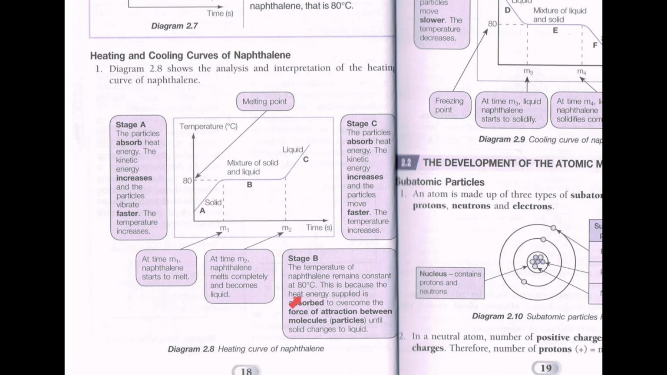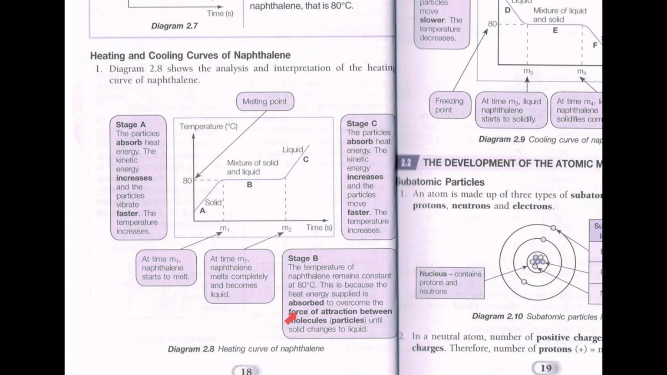This is because the heat energy supplied is absorbed to overcome the force of attraction between molecules, or the particles, until solid changes to liquid. So they remain at the same temperature. And what is the reason? Because the heat energy absorbed is not used to increase the kinetic energy at this moment. It is used to overcome or to break down the forces of attraction between the solid.